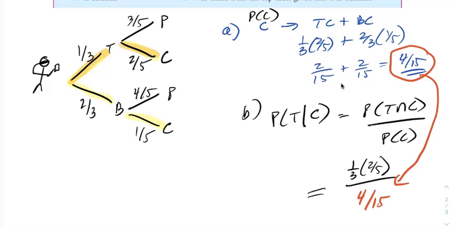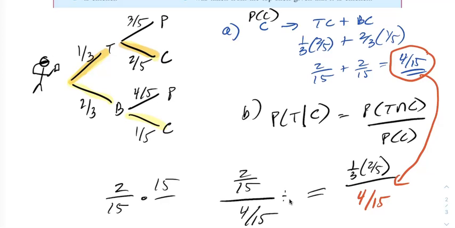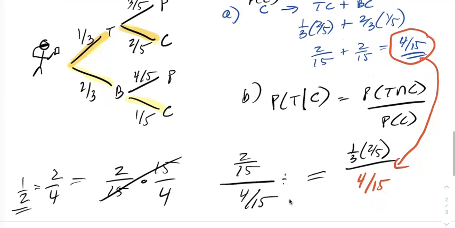So simplify the top, we get 2/15 divided by 4/15. That's a divide sign. So remember, if you want to simplify this, it's just the top divided by the bottom, which means you multiply by the reciprocal of the bottom. These reduce, and you get 2/4 or 1/2. So like that.